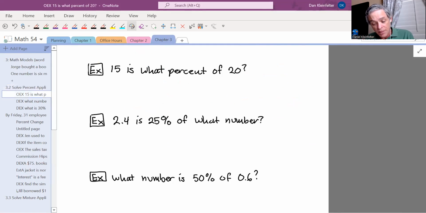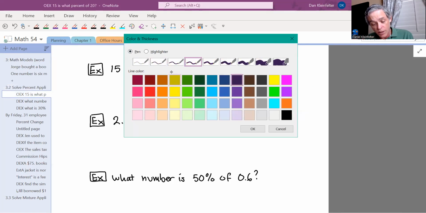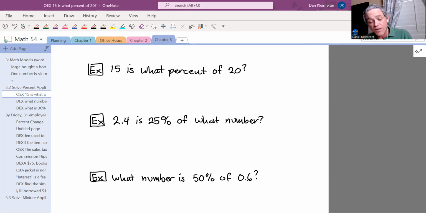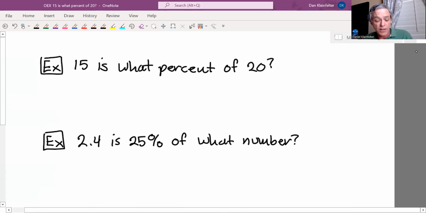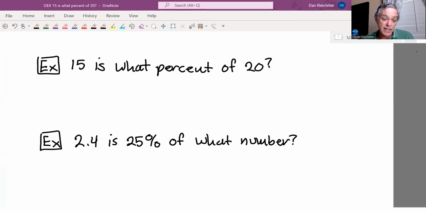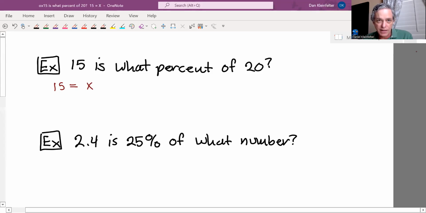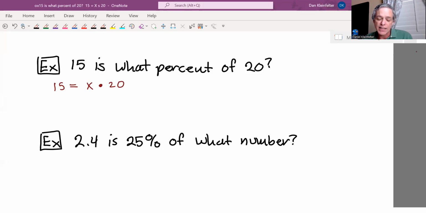Okay, so let's try. First of all, we want to know what 15 is what percent of 20. So pretty clearly in here, the percent is unknown. We translate this into an equation as follows. 15 is, that's where my equal sign will go. What percent, I'm going to make that just an x now, and I'll deal with the percent conversion later. "Of" means multiply, 20. So 15 is equal to x times 20.